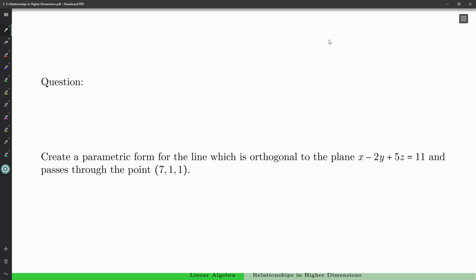Create a parametric form for the line which is orthogonal to the plane x minus 2y plus 5z equals 11 and passes through the point 7, 1, 1. Okay, so we want parametric form, which means each of the components, x, y, and z, will get their own separate equation.